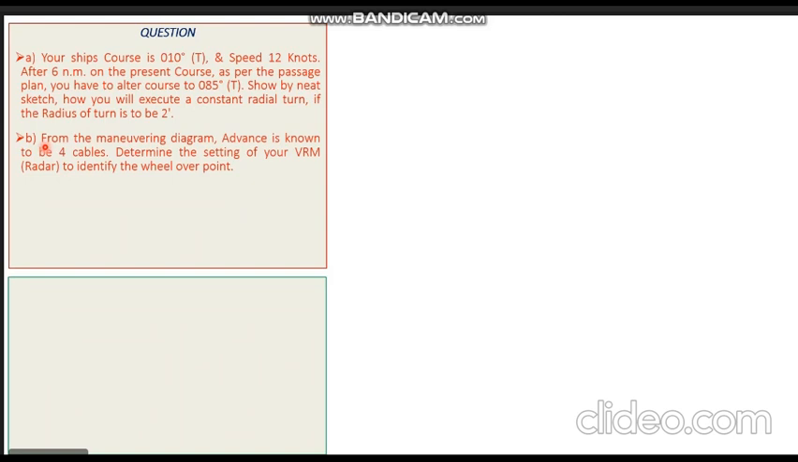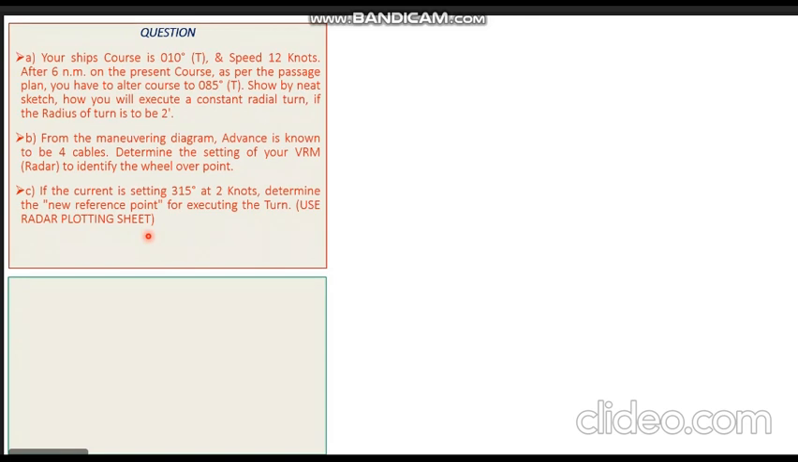Now part B of the question says, from the maneuvering diagram, advance is known to be 4 cables. Determine the setting of your VRM, that is the radar VRM, to identify the wheel over point. And the third part, part C of the question says, if the current is setting 315 degrees at a rate of 2 knots, determine the new reference point for executing the turn. And they have mentioned along with the question, use the radar plotting sheet.